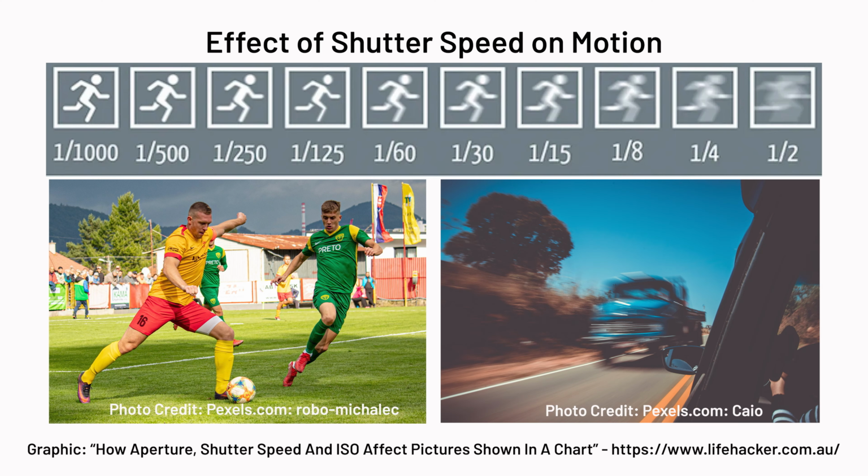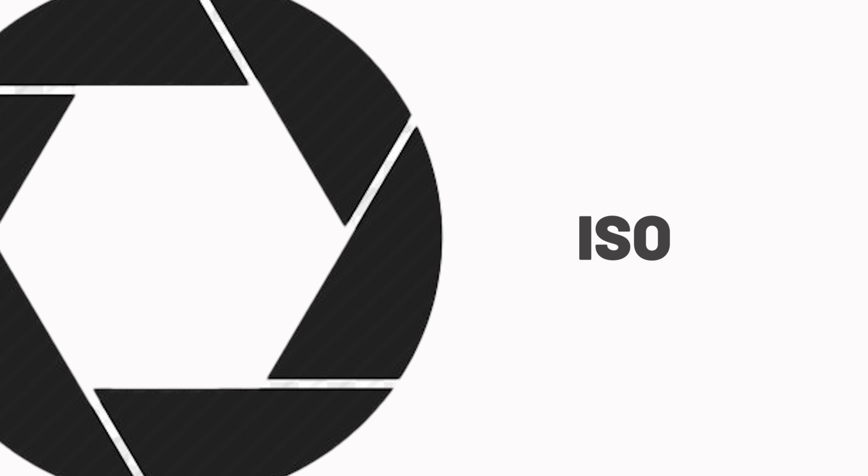Shutter speed also affects motion. You use the higher shutter speeds to freeze fast moving action, and you use the lower shutter speeds to get motion blur. Lastly, ISO refers to the sensitivity of your sensor to light.